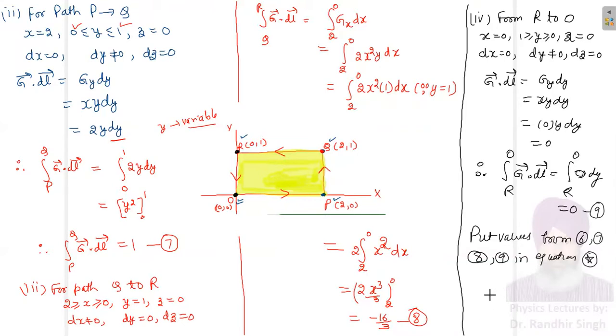That will be 0. Therefore, our answer, the integration over the closed path of g dot dl, will be equal to: first answer was 0, second answer was 1, third answer was minus 16 by 3, fourth answer is again 0, and this answer is actually minus 13 by 3, and this is my equation number 10.